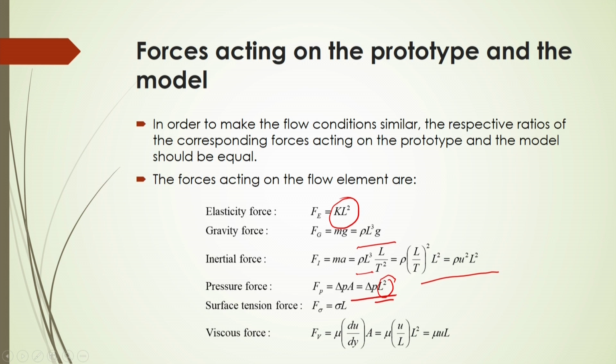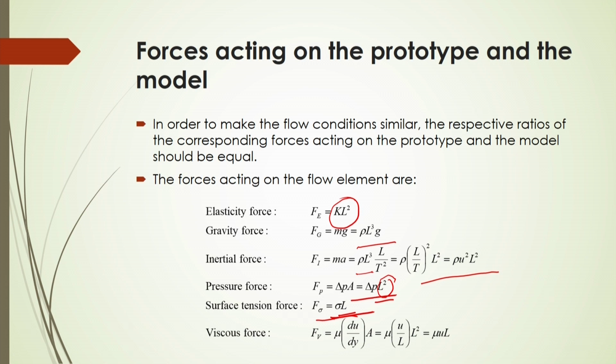The surface tension force is simple: surface tension into length, because surface tension is nothing but the tension acting on the surface per unit length. So sigma into L, that means surface tension, force per unit length, into length, will be your total force of the surface tension.